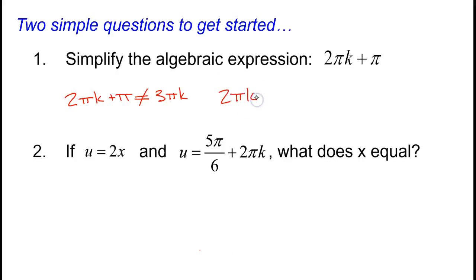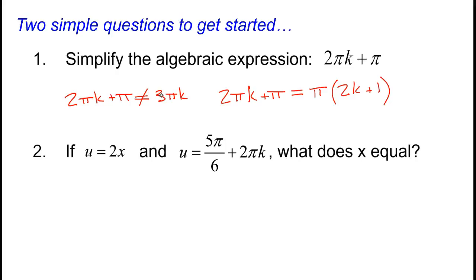2 pi k plus pi. Remember, k represents any integer. It could be -1, +1, 0, 15, -28, etc. Any integer. So if we were trying to simplify this, really we can't. It's already simplified. There are no like terms we can combine here. 2 pi k and pi are not like terms. Yes, they both have a pi in them. So if we really wanted to, we could factor out a pi and write it as pi times quantity 2k plus 1, but that's it. You cannot combine those two terms to be 3 pi k.